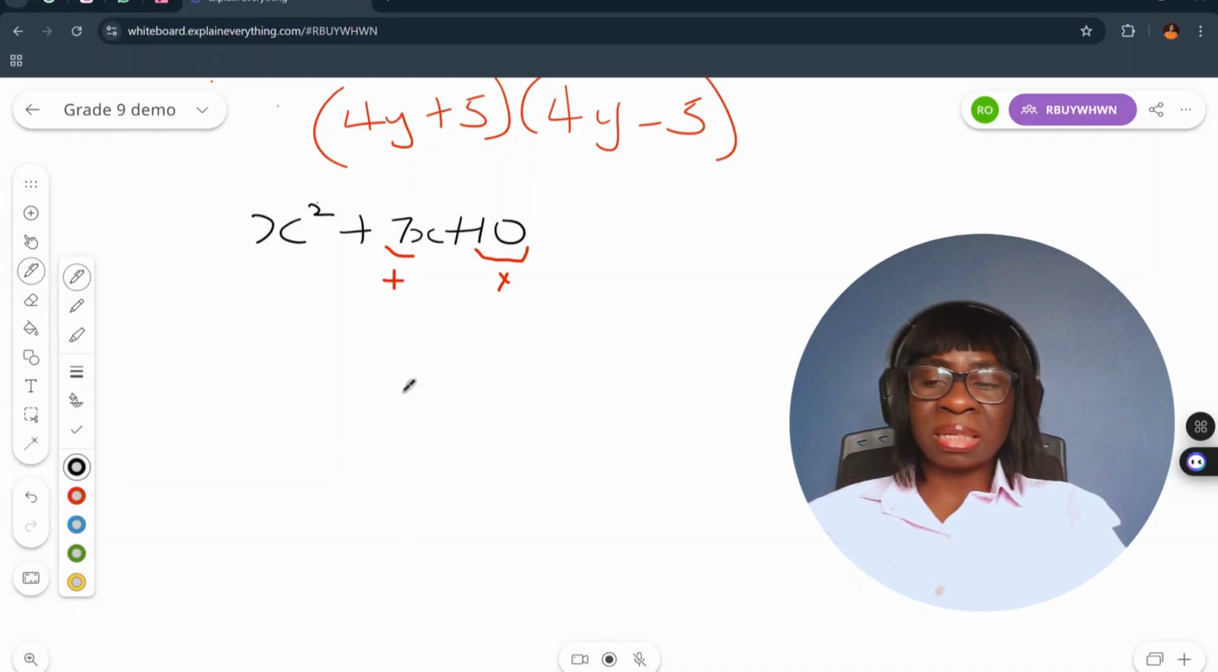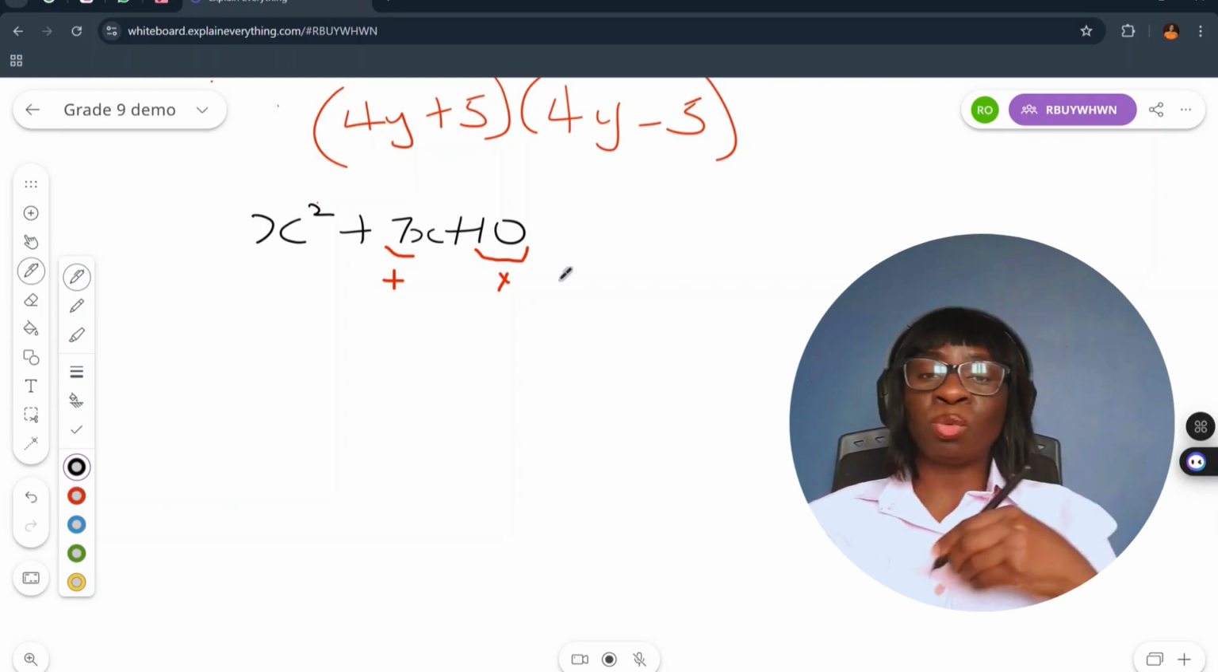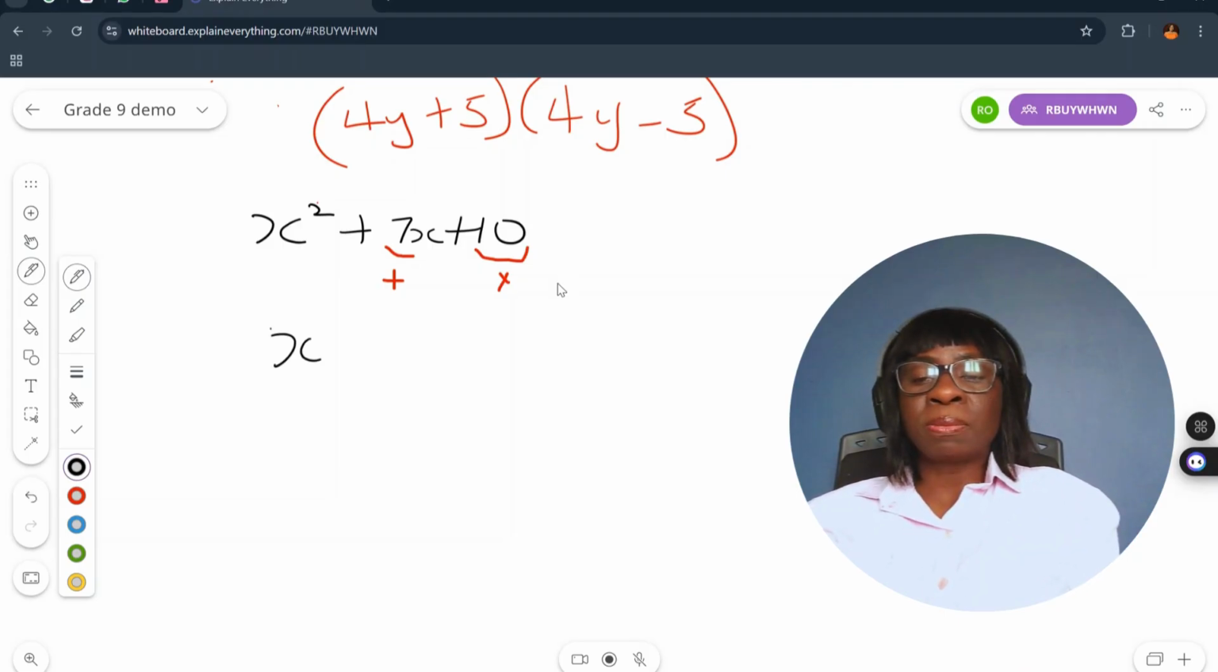So now let's start thinking, what are the factors of 10? The factors of 10 are 1, 2, 5, 10. Okay, 2 and 5. When we add 2 and 5, it will give 7, and when we multiply 2 and 5, it will give 10. So now we have x squared. We will now use the factors. Don't forget, we said we have 2 and 5.